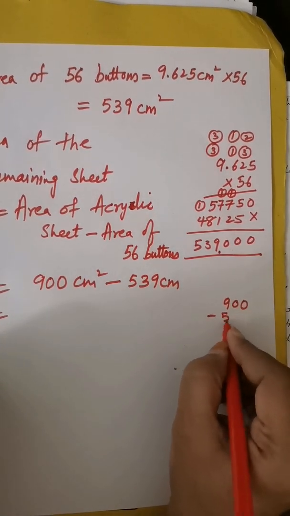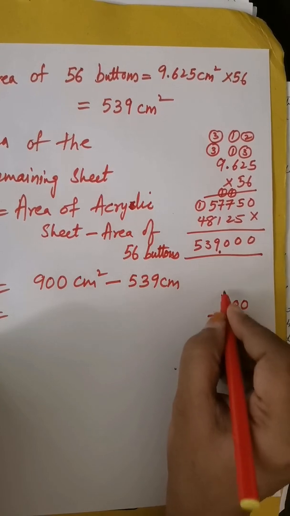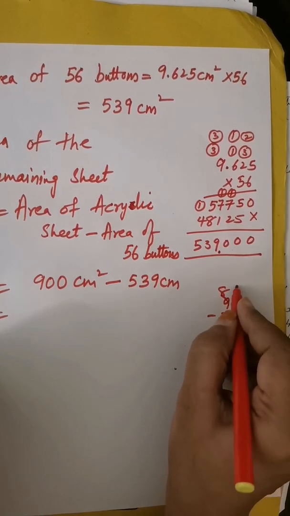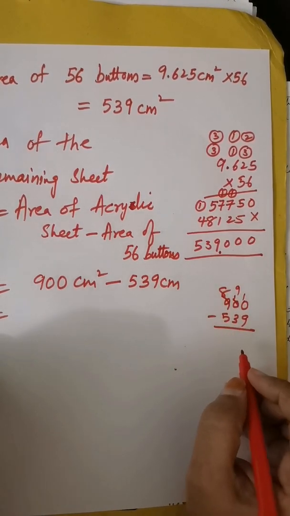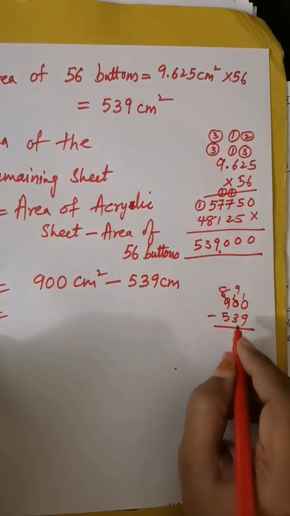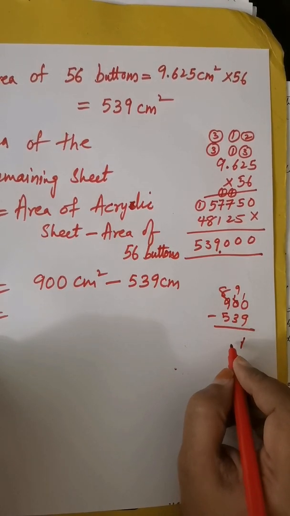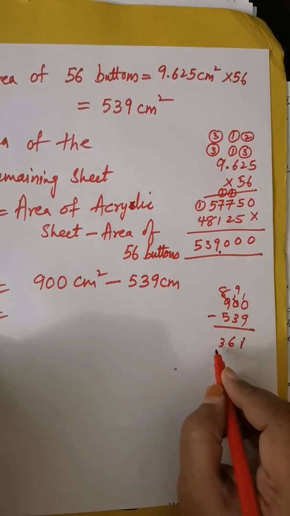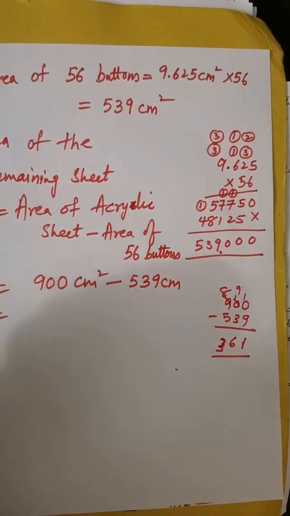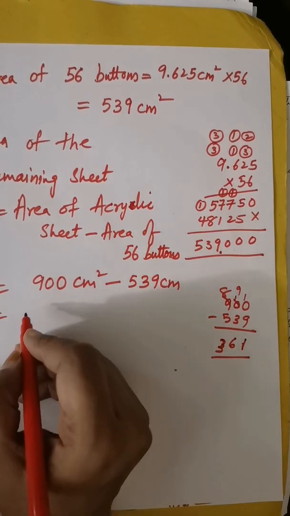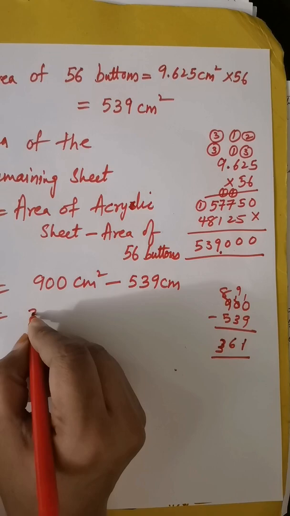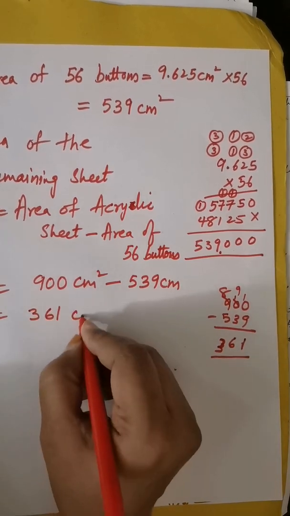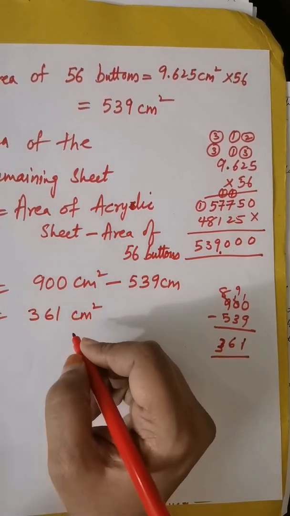900 minus 539. 8, 1, 9 minus 3, 6. 361. Area of the remaining acrylic sheet is equal to 361 centimeter square.